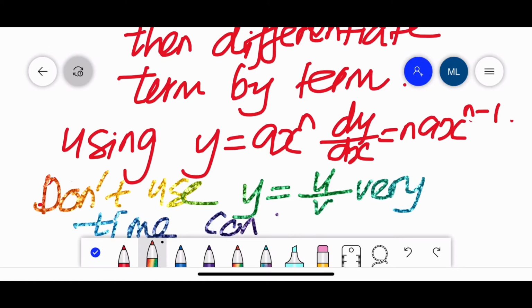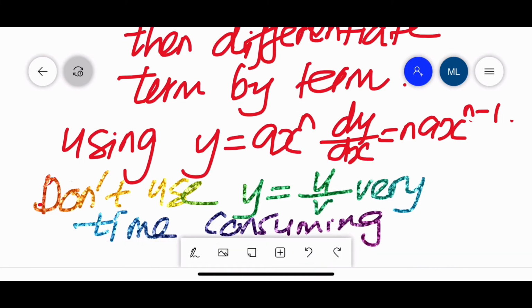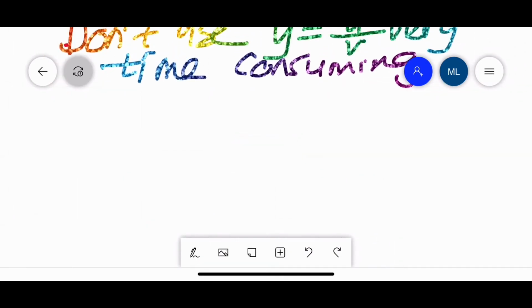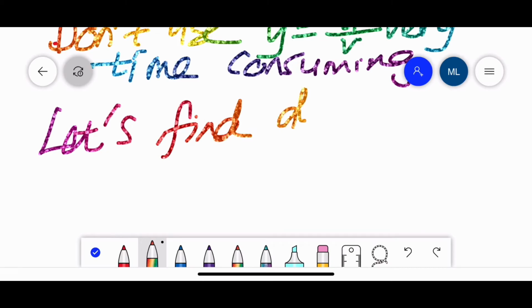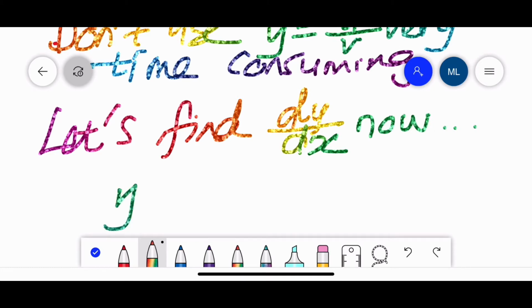So I advise you don't use the u over v method. That is actually wasting time, and it will make the question very tough and time consuming. So the best way is, before you do any differentiation, you ask yourself, can I express it in ax^n or not? If can, then you don't use other alternatives, okay?